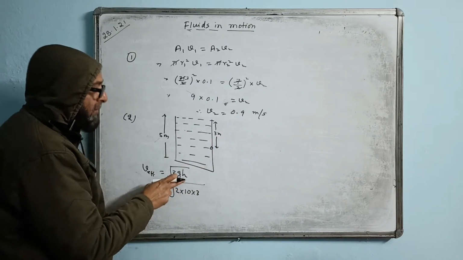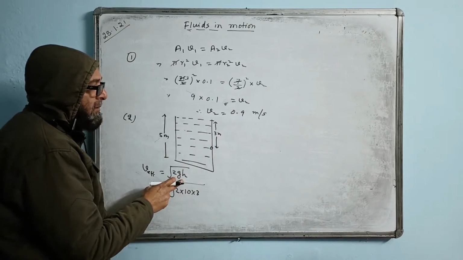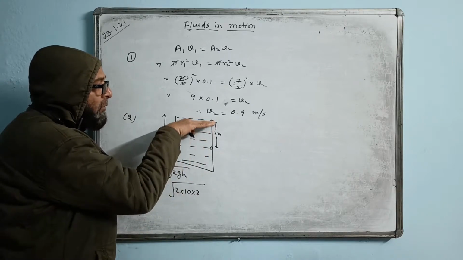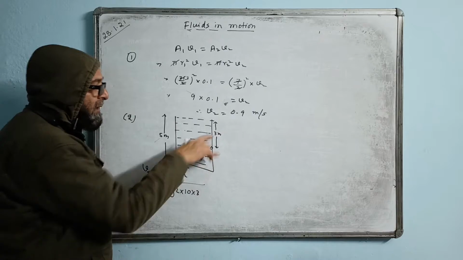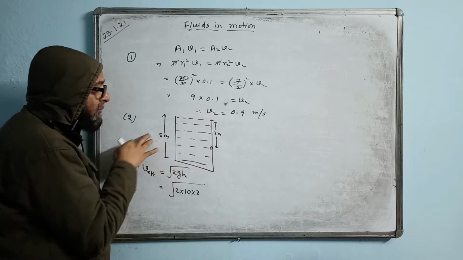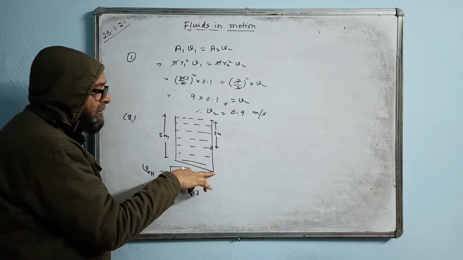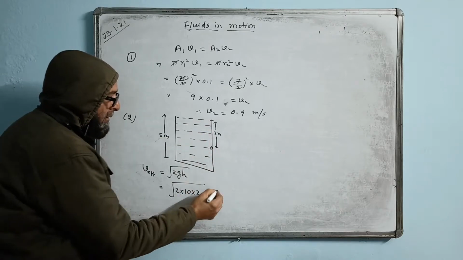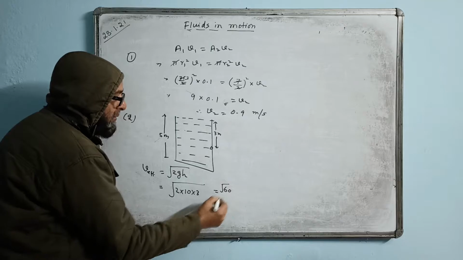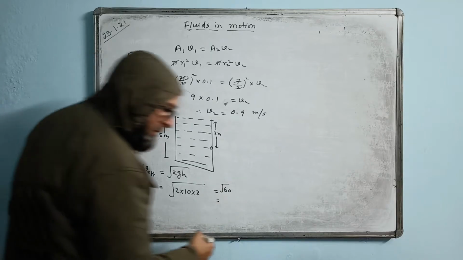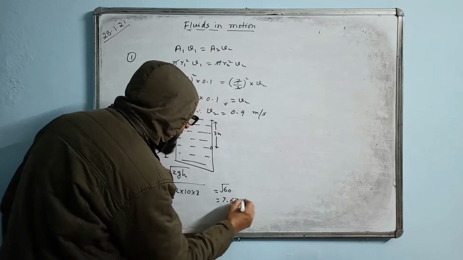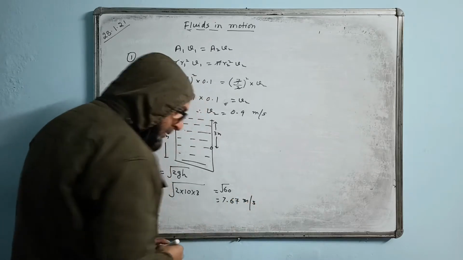What is h here? H is the depth of the hole from the water level. From the water level, where is the hole situated? That height. Don't take 5 meter. Don't take the entire height of the container, because the hole is not situated here, the hole is situated at a depth of 3 meter. The answer will become root 60. Calculate the answer using calculator. Answer will become 7.67 meter per second. This is the answer.